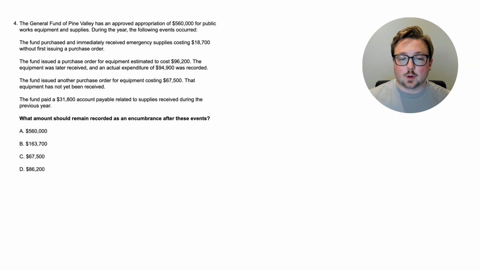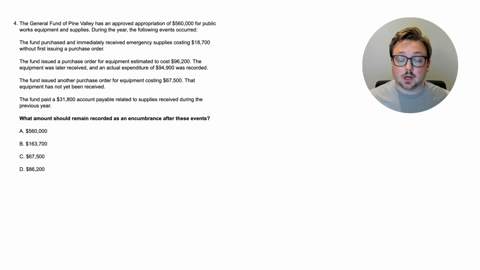All right, here we are at question 4. What amount should remain recorded as an encumbrance after these events? Let's go through this. The general fund of Pine Valley has an approved appropriation of $560,000 for public works, equipment, and supplies. During the year, the following events occurred. The fund purchased and immediately received emergency supplies costing $18,700 without first issuing a purchase order. The fund issued a purchase order for equipment estimated to cost $96,200. The equipment was later received, and an actual expenditure of $94,900 was recorded.